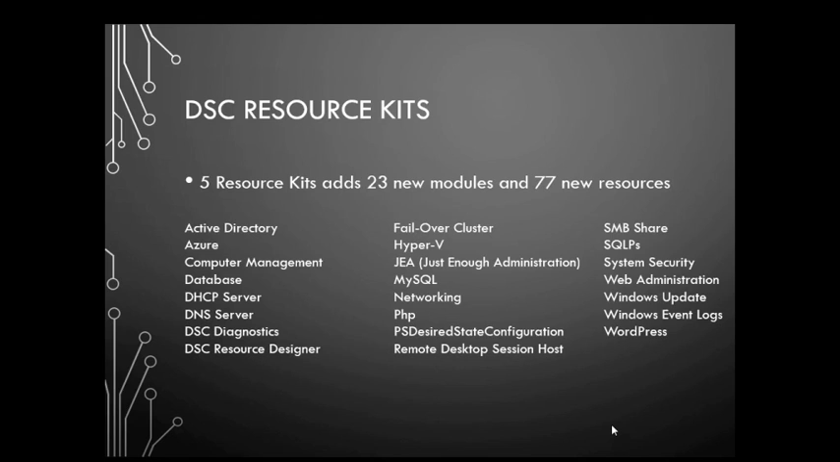There are 5 resource kits currently available. They add 23 new modules and 77 resources. These are the 23 new modules. So it gets really interesting very quickly. Active Directory, for example, you can have a configuration that will configure Active Directory. It'll even go so far as to create the Active Directory.